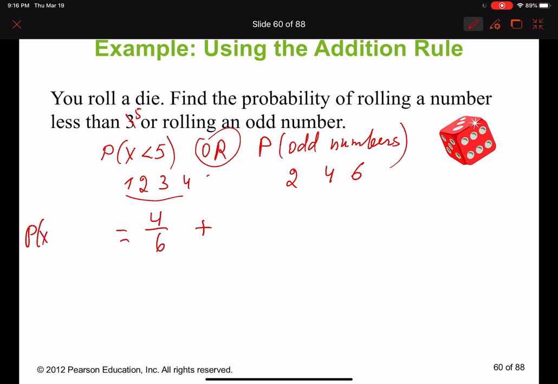Probability x less than 5 or odd. So 4 out of 6, a probability of odd numbers. There are 1, 2, 3 of them, right? 3 out of 6, correct? But here is an interesting thing we have.